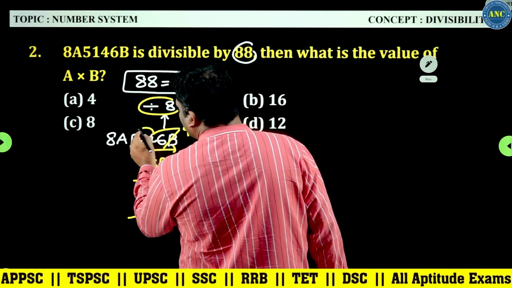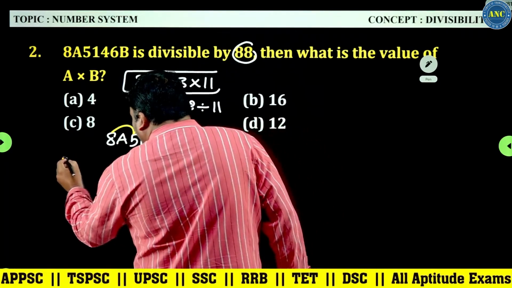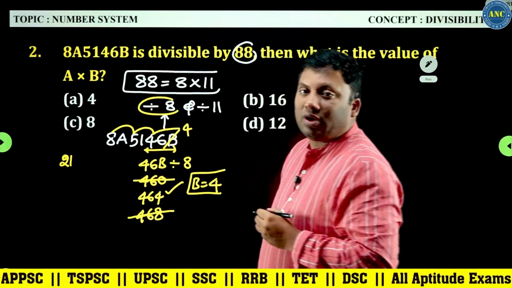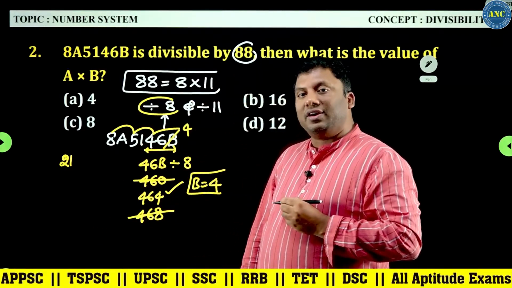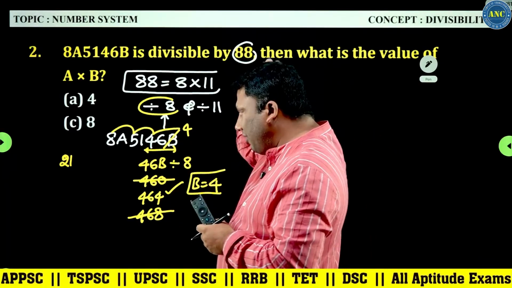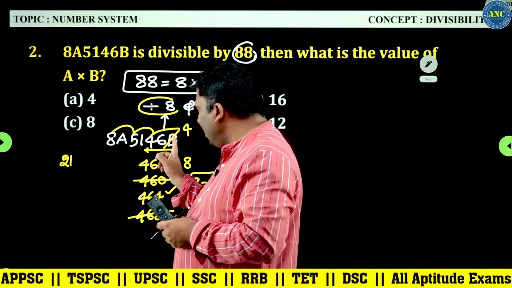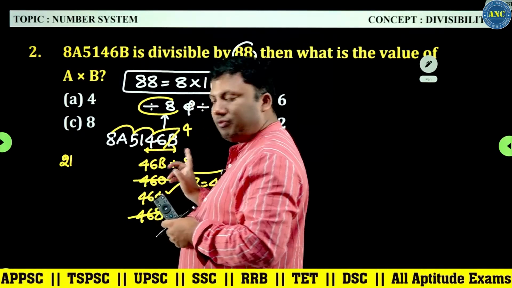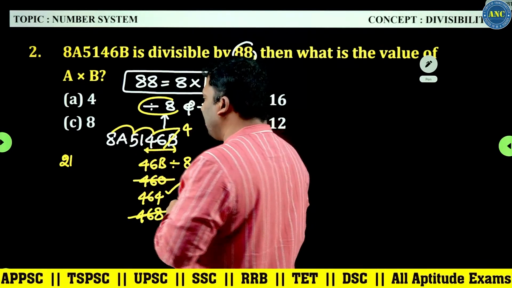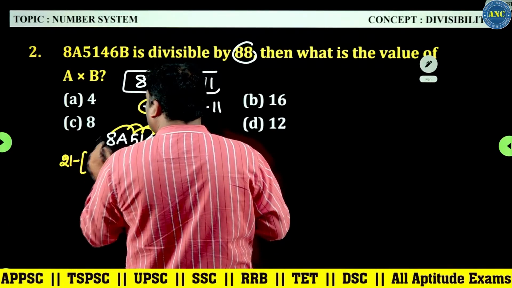4 plus 4, 8. 8 plus 5, 13. 13 plus 8, 21. I am using the divisibility rule of 11. What is the divisibility rule of 11? Sum of odd places minus sum of even places. What are the sum of odd places? 4 plus 4, 8. 8 plus 5, 13. 13 plus 8, 21. Minus the sum of even places: 6 plus 1, 7. 7 plus A.